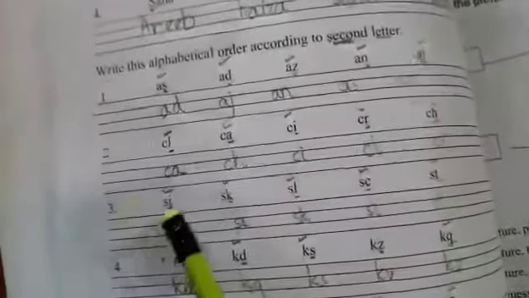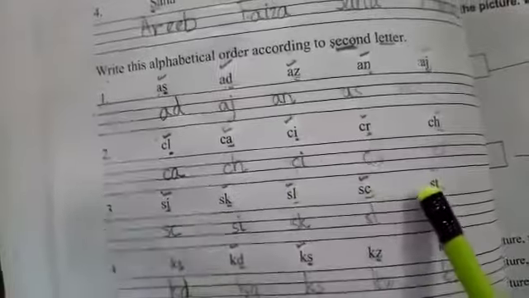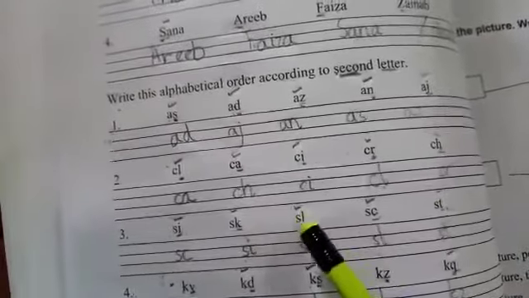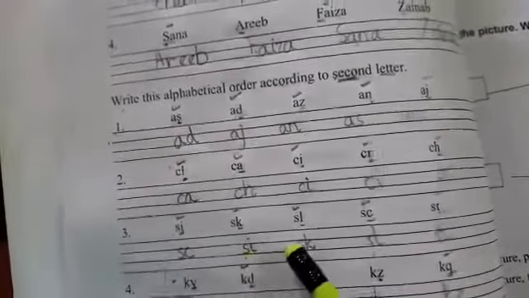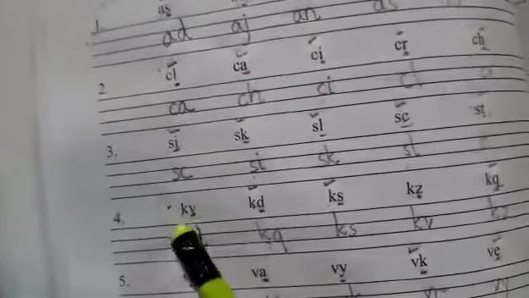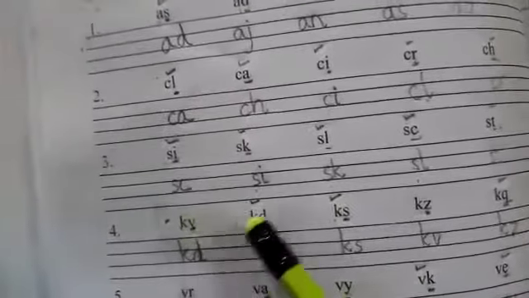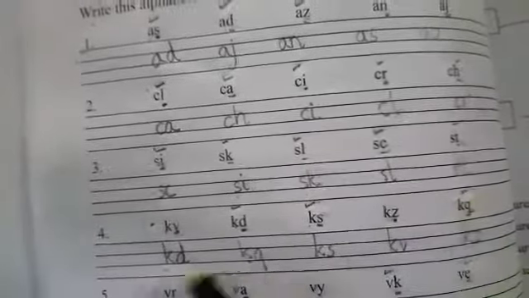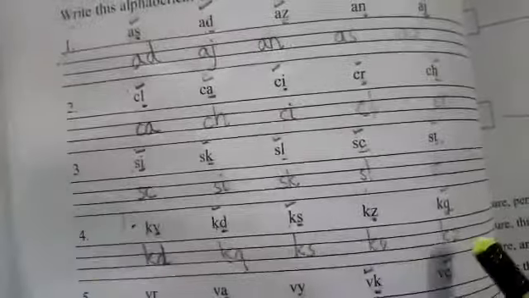Number 3. SI, SK, SL, SC, ST: SC, SI, SK, SL and ST. Then SK, KD, KY, KV, KD, KS, KZ and KQ: KD, KQ, KS, KV and KZ.